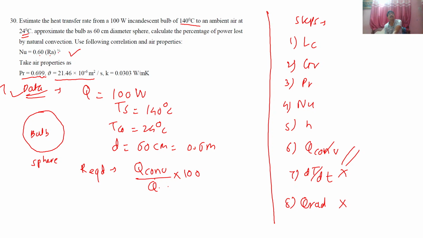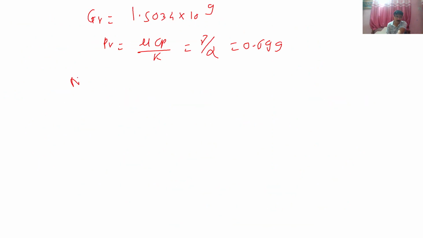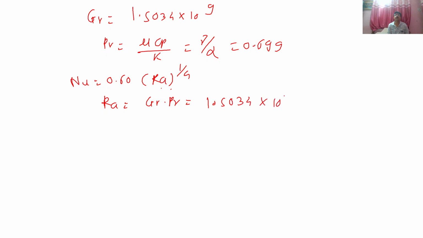नसेल्ट नंबर इज इक्वल टू 0.60, Rayleigh नंबर रेज़ टू 1/4. तो हमें यहाँ Rayleigh नंबर लगेगा. तो Rayleigh नंबर क्या है? It is the product of Grashof number into Prandtl number. Grashof number is 1.5034 into 10 raised to 9, into Prandtl number is 0.699. So Rayleigh number turns out to be 1.0509 into 10 raised to 9.